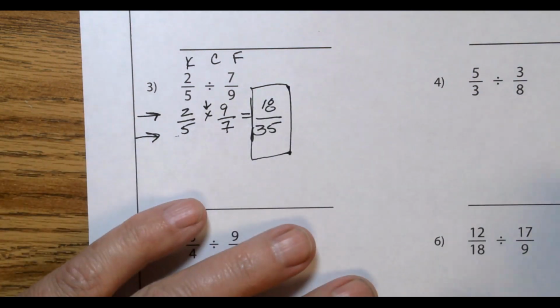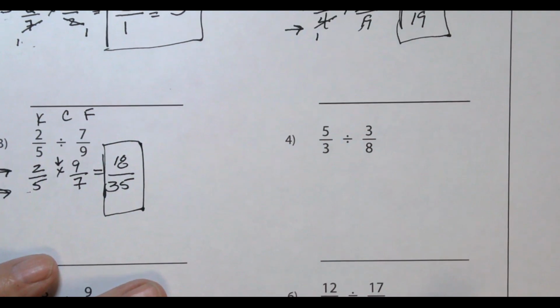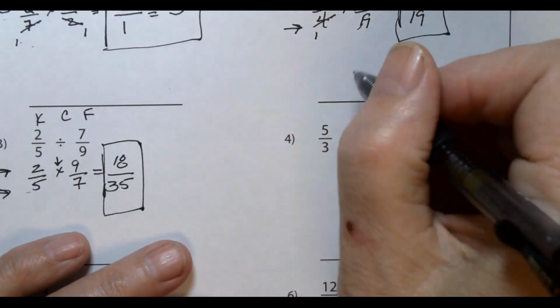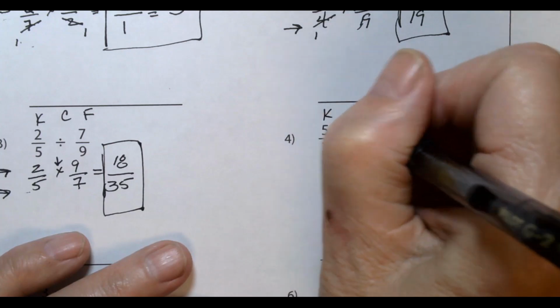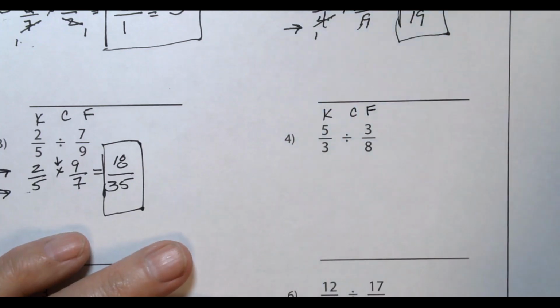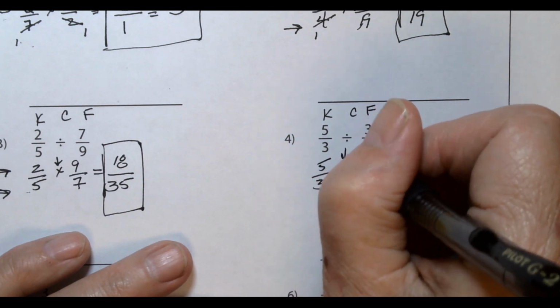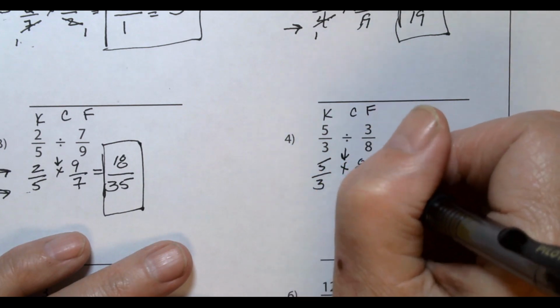Okay, number 4. I have 5/3 divided by 3/8. I'm going to put my keep, change, flip so I don't forget it. I'm going to rewrite it, 5/3. I'm going to change this to multiplication. I'm going to flip it. I'm going to put 8/3.